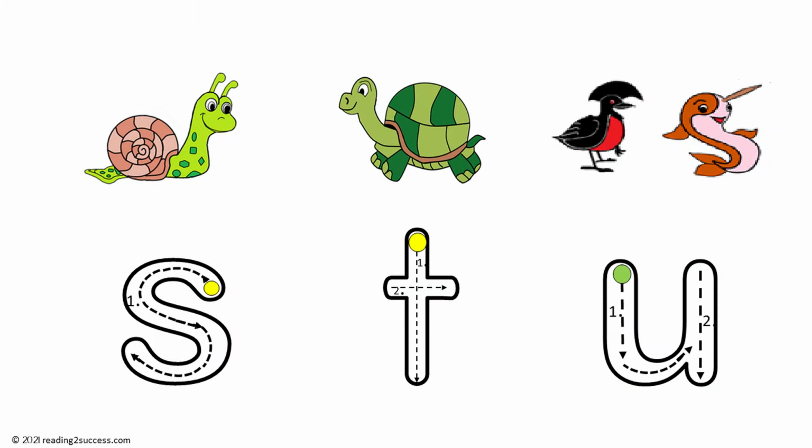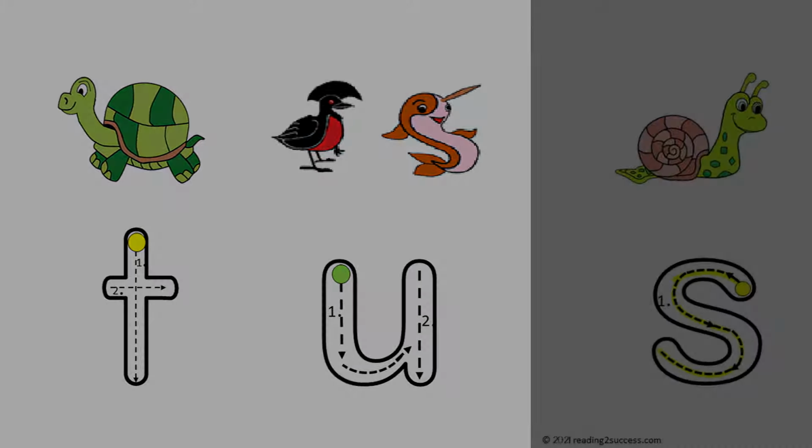Our next letter card has three letters, S, T, and U. S is a consonant and makes the sound S as heard in the beginning of snail. T is a consonant and makes the T sound heard in turtle. U is a vowel and it has two sounds, a short sound and a long sound. The short sound makes a as in umbrella bird, and the long sound makes the U as in unicorn fish.